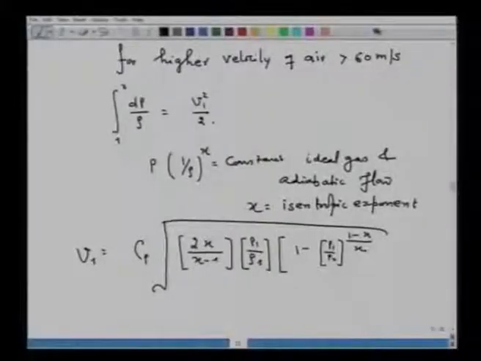So, that is how you will calculate when the air velocities are very high, then the density cannot be taken as a constant, and it is called compressible flow. So, in order to take into account the compressibility of the flow, one has to take density as a variable, and if we do that, then we get the velocity for higher air velocities through this expression, and the illustration we will see in the next class.